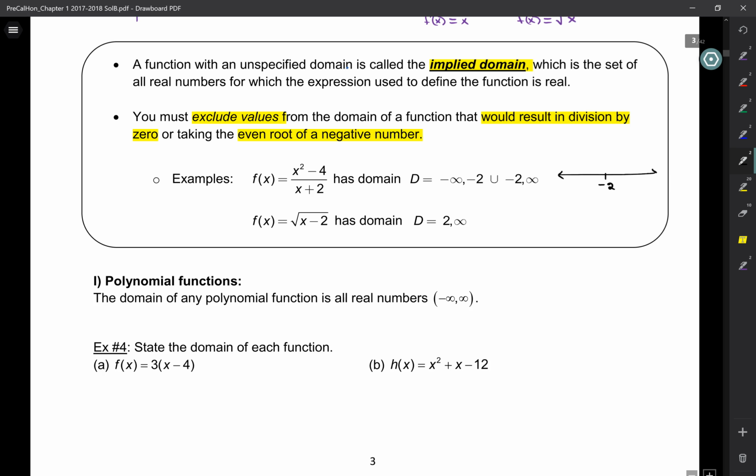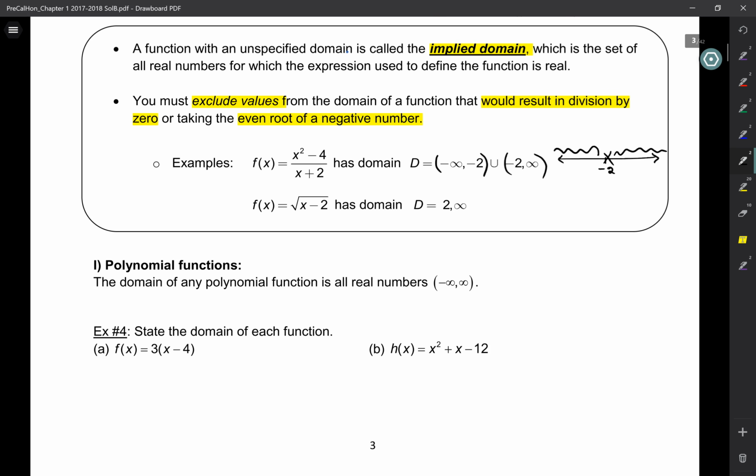Well, that's what we're going to do eventually, like the more difficult ones. So negative 2 doesn't work. But all the numbers from negative infinity all the way to negative 2 work. And then all the numbers from negative 2 to positive infinity work. All right?